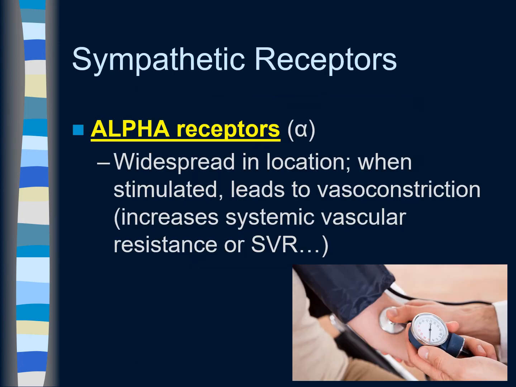There are two types of sympathetic receptors for you to know as advanced EMTs: alpha receptors and beta receptors. Alpha receptors are widespread in location throughout the body, and when they are stimulated, it leads to vasoconstriction, which increases systemic vascular resistance. By squeezing down the pipes, you can raise the blood pressure by making the container smaller.